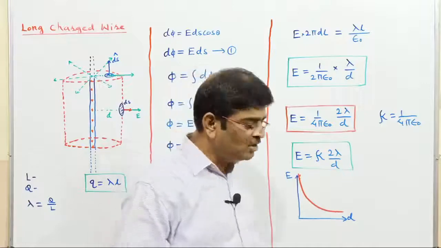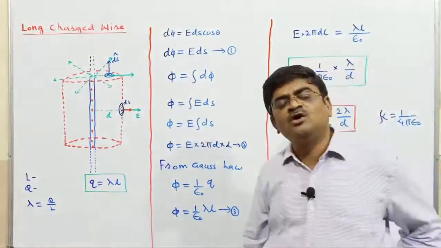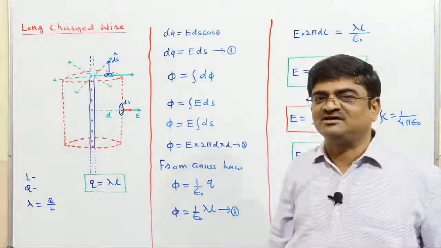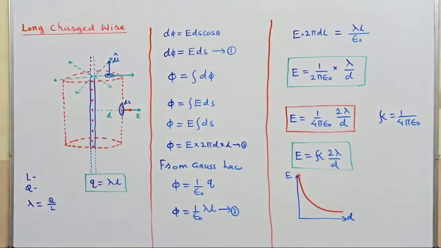So this is all about electric intensity due to a long charged wire. This is all about the second application of Gauss theorem. So have a glance over this, go through this, we will go ahead.